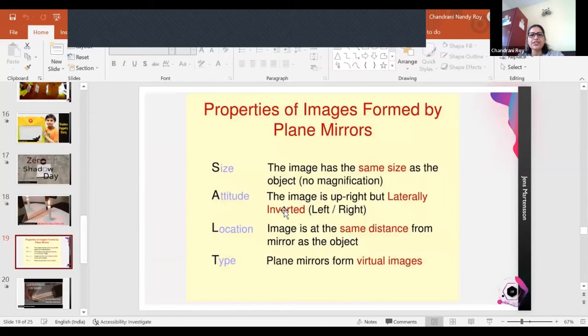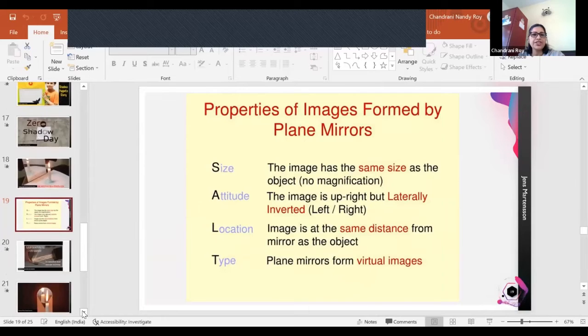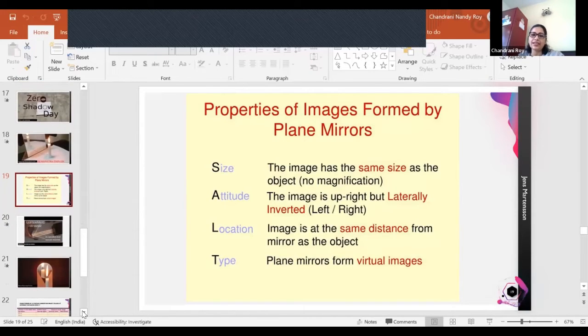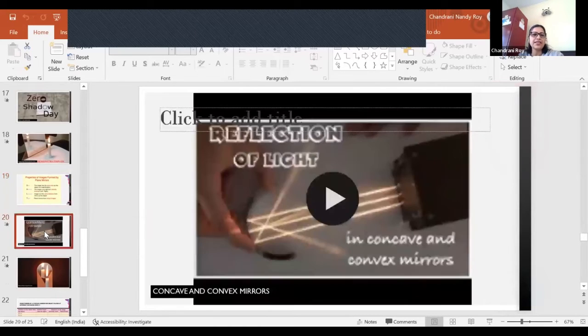The attitude, which is how is the image? It is upright but laterally inverted. And the image is at the same distance from the mirror, and these are all virtual images. So of course, we have to make them understand that those images which are not obtained on a screen are called virtual images. And then comes the concept of concave surfaces and convex surfaces.